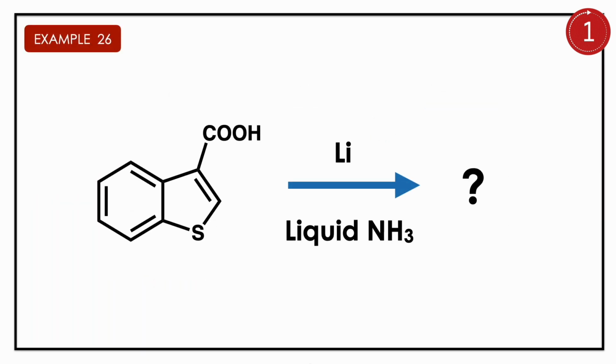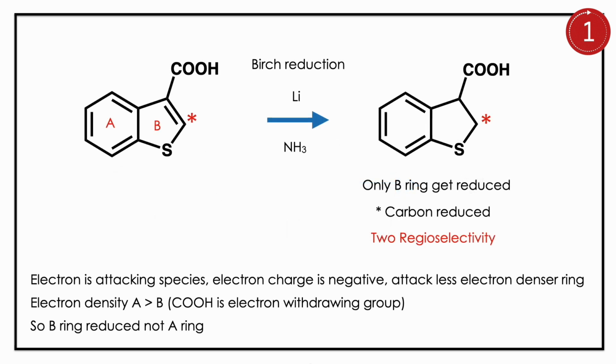Then the next example. Here you have the sulfur analog of indole. At the third position you have an acid, and lithium and liquid ammonia you are using. You should find what will be the final product. Here two possibilities are there. The A ring can be reduced, or the B ring can be reduced, but the attacking nucleophile is an electron. It is electron rich, so it prefers the less electron-dense ring.